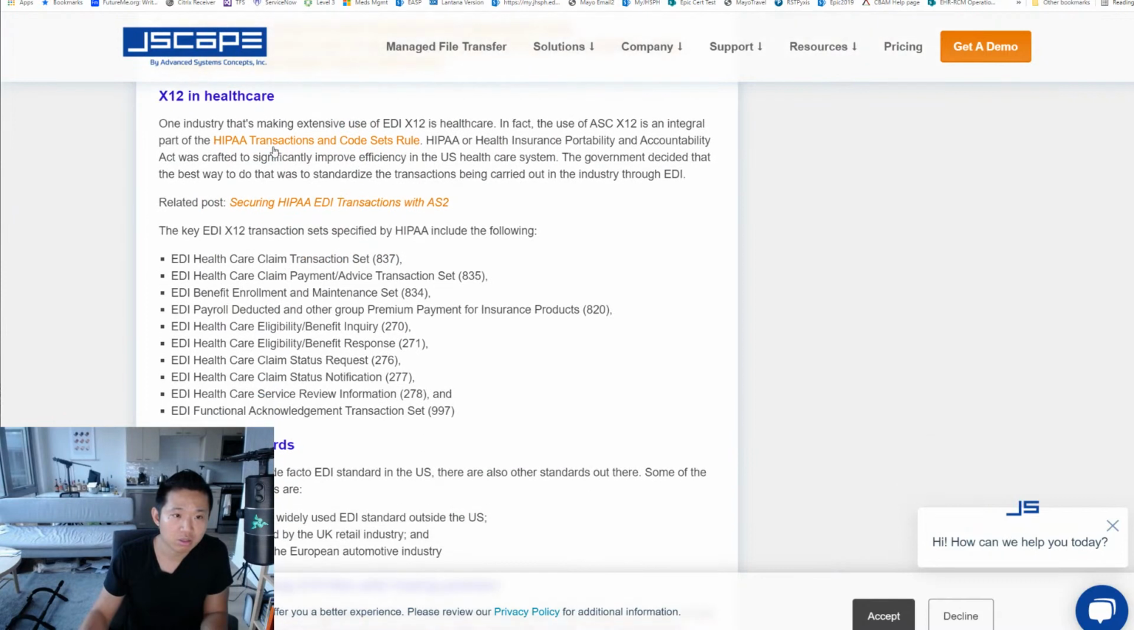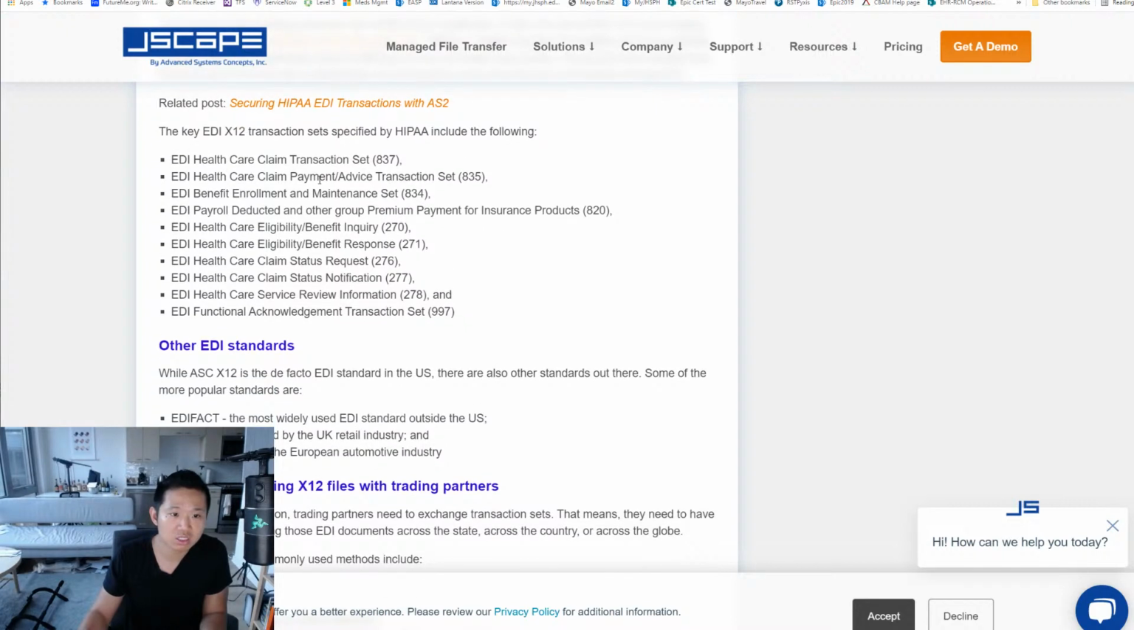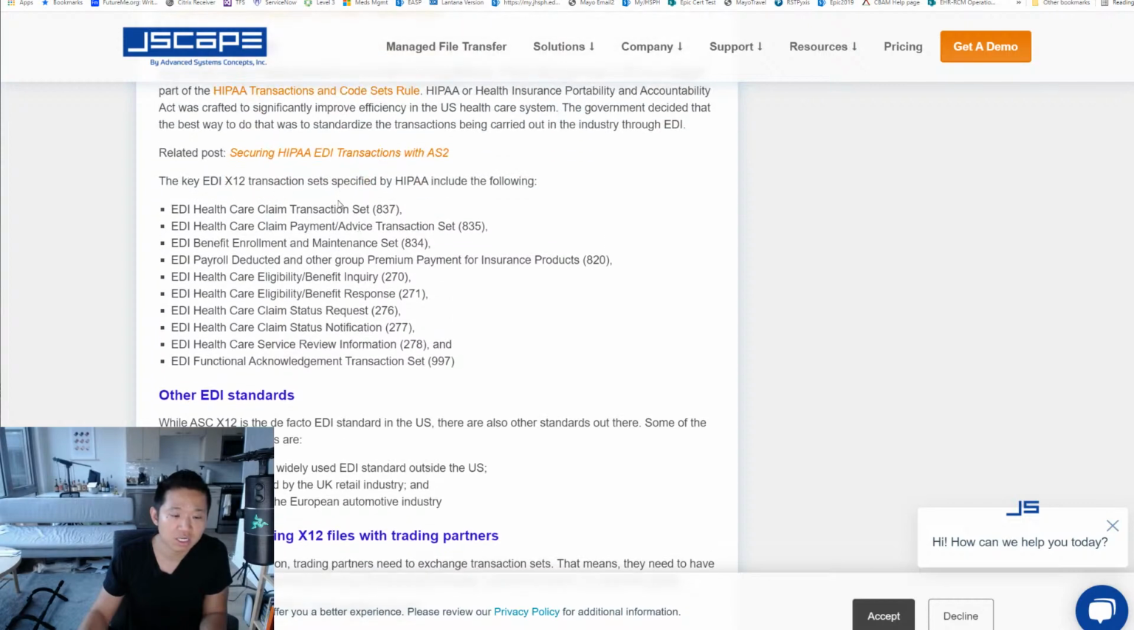X12 and healthcare. One industry that makes extensive use of EDI X12 is healthcare. In fact, the use of ASC X12 is an integral part of the HIPAA transactions and code set rules. HIPAA was crafted to significantly improve efficiency in the U.S. healthcare system. The government decided that the best way to do it was to standardize the transactions being carried out in the industry through EDI. The key EDI X12 transaction sets specified by HIPAA include the following: healthcare claim transaction, payments, benefit enrollment and maintenance, payroll deducted, healthcare eligibility. These are the key transaction sets.